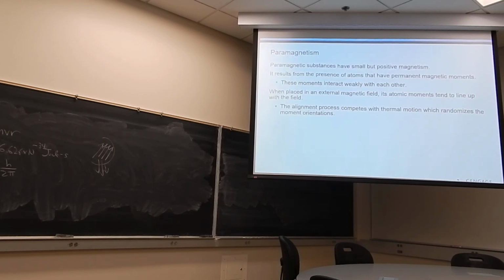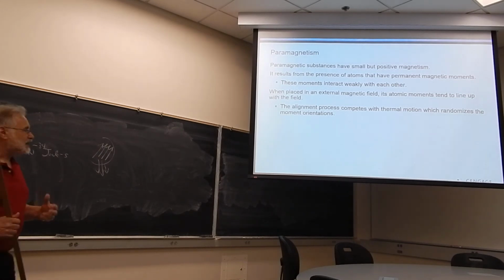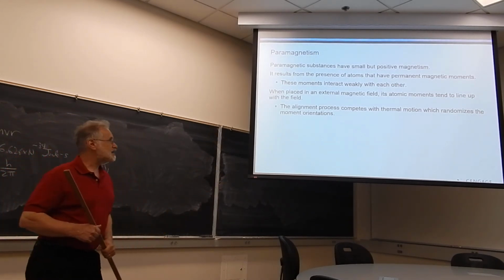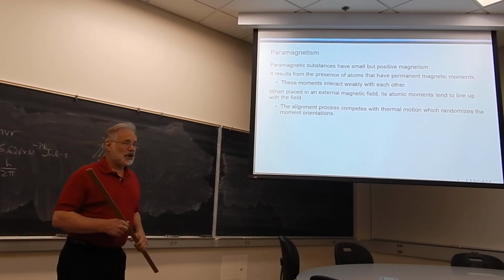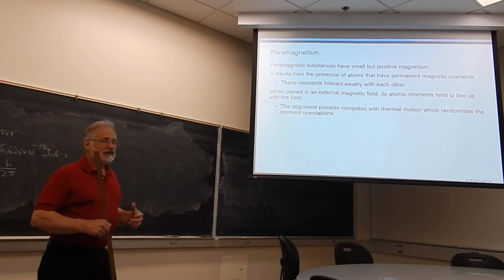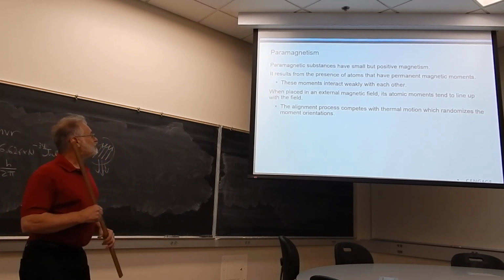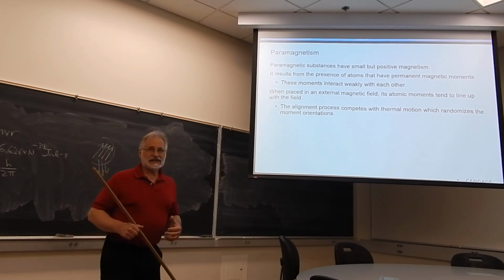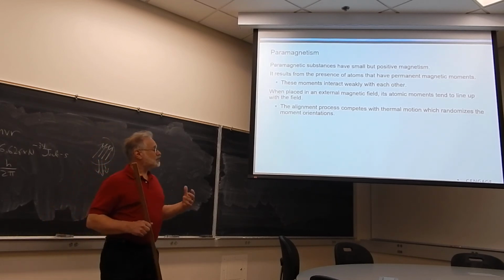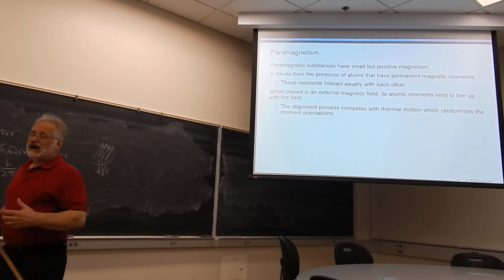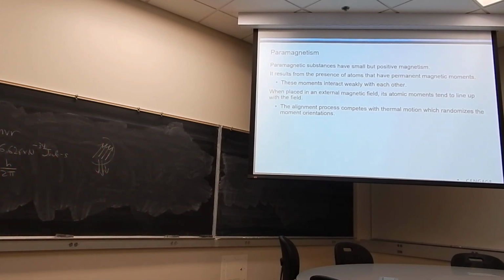When we talk about paramagnetic substances, they have small magnetic attraction, or we call it positive magnetism. It results from atoms that have permanent magnetic moments, but the interactions are weak. And if we place this substance in an external magnetic field, you can align the magnetic moments. But as I said, once you remove the magnetic field, the magnetic moments will randomize again, and then the magnetic effects will be zero.